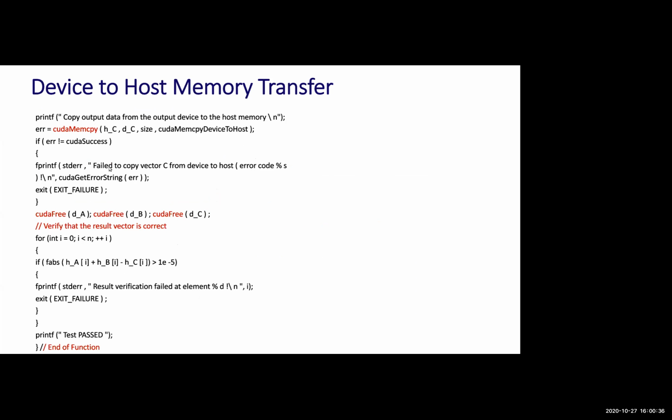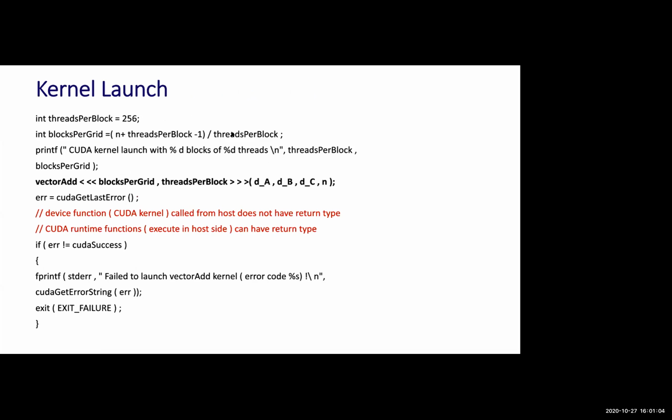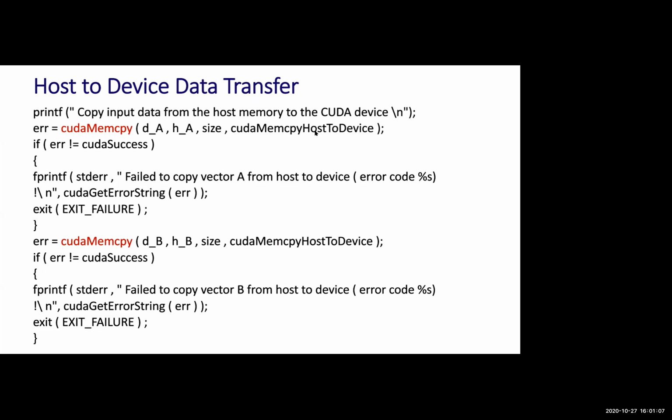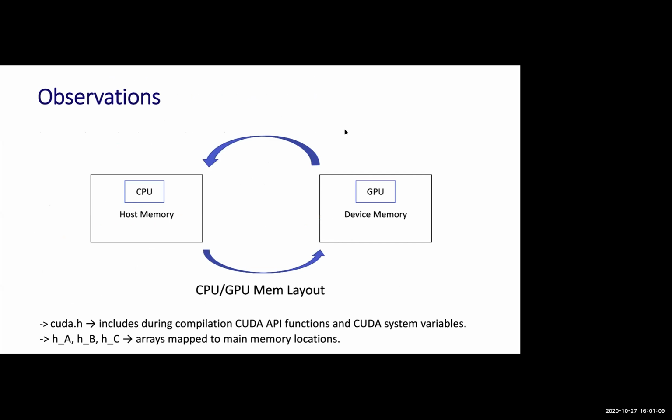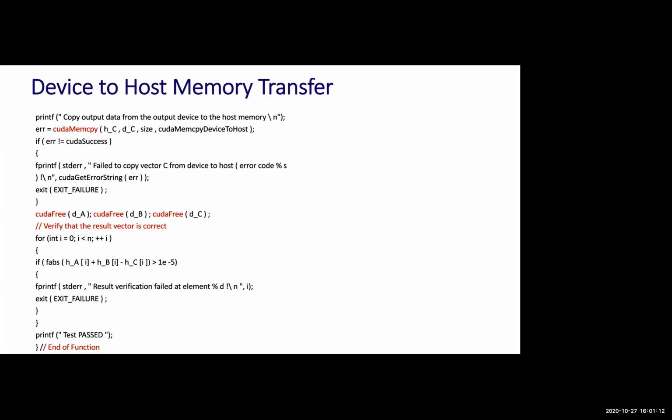After the computation, the results will be in the GPU, and those results have to be brought back to the CPU. That's where you have these functions: cudaMemcpy. The results from the device will be transferred to the host with cudaMemcpy device to host. While transferring earlier it was host to device, and here we have device to host.